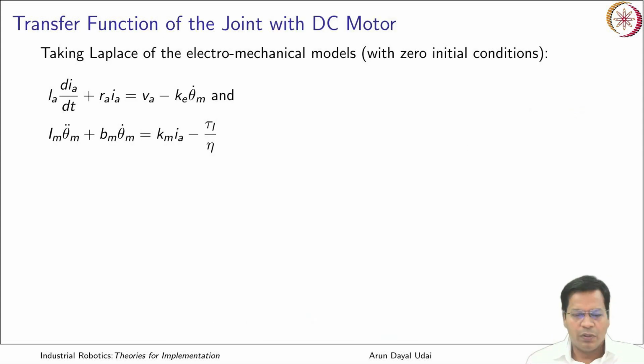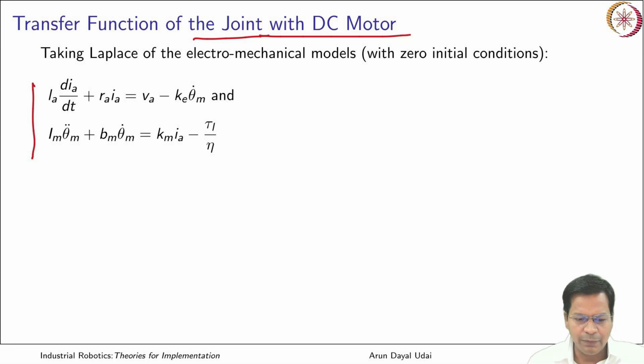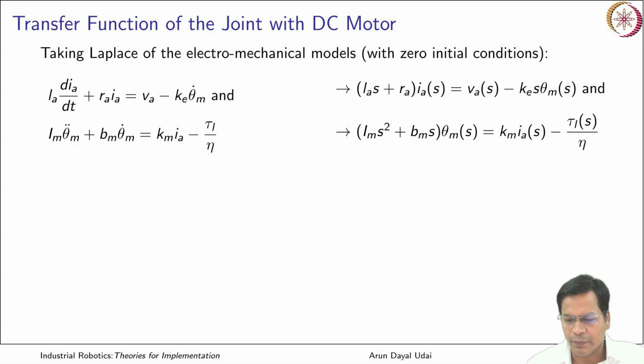Now let us get the transfer function of the joint so that I can get the input and output relation for this DC motor system, that is the whole of the actuator here. These two are the fundamental equations that we have derived just now. This was the electrical relation and this is your mechanical relation. So I call it the electromechanical model. Taking Laplace of this and this will lead to this.